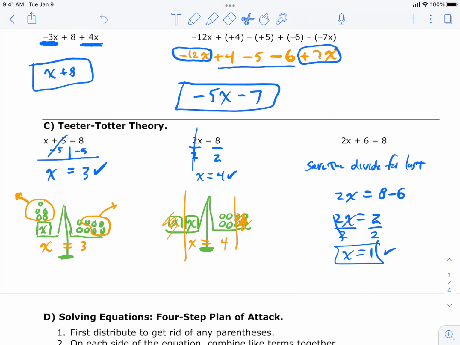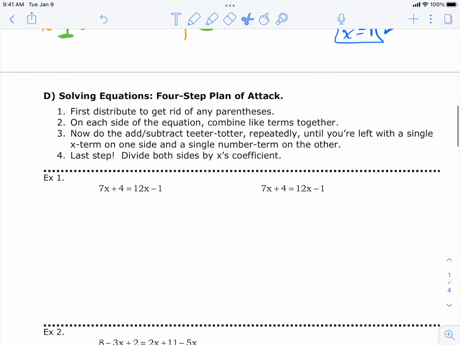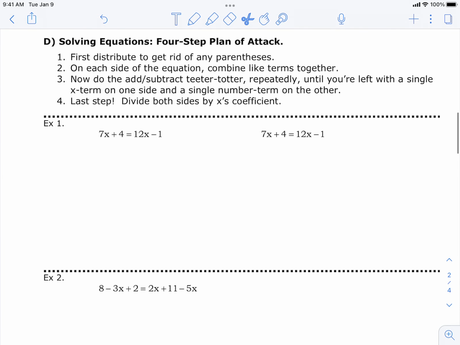Okay, so those are our foundational principles. Now, let's solve some equations. Now, there's a 4-step plan of attack that we can use to solve all basic linear equations. What is this plan of attack? Step 1 is going to be get rid of parentheses, distribute. So if you have any parentheses, get rid of them.